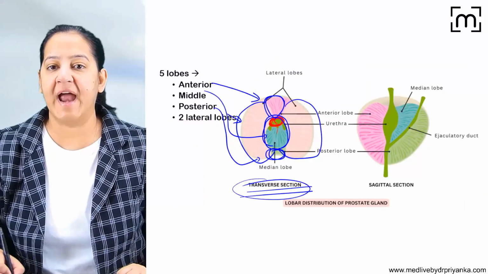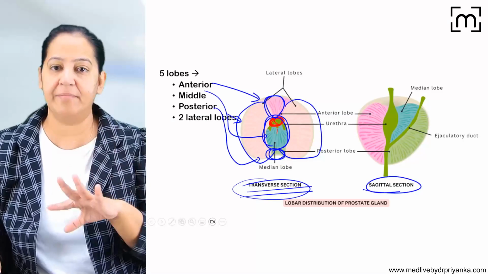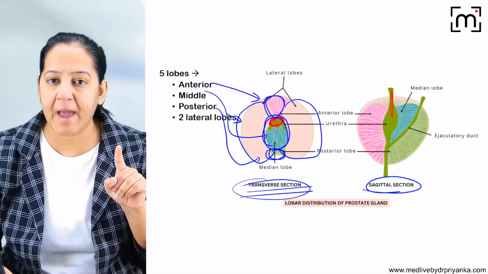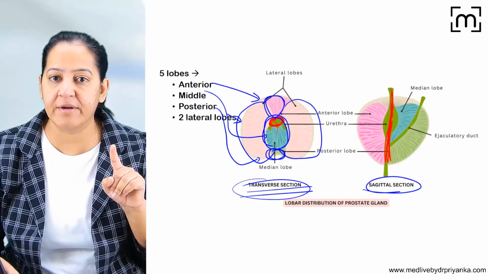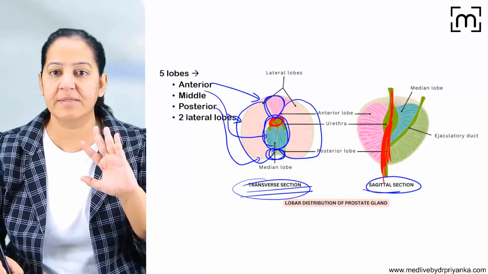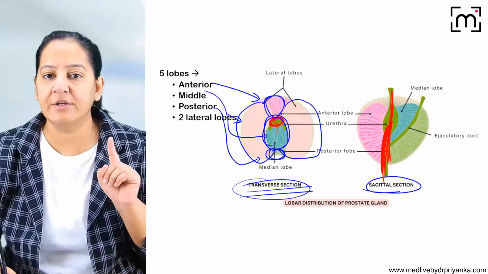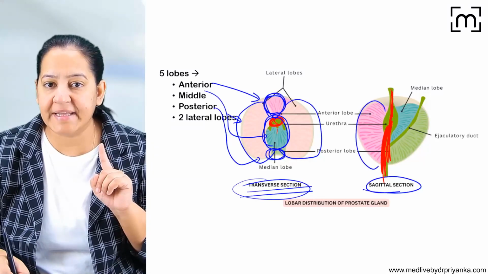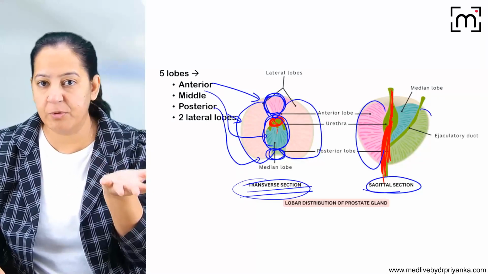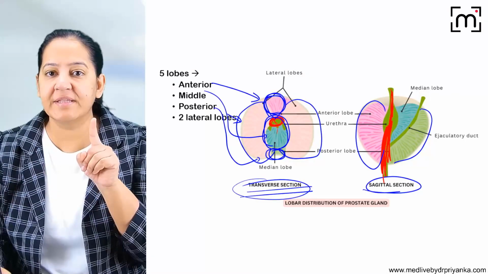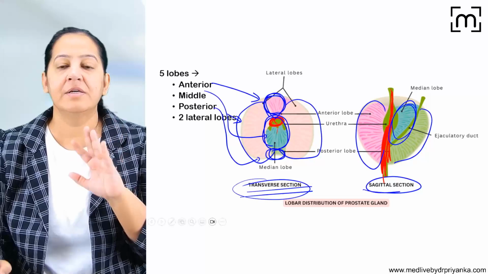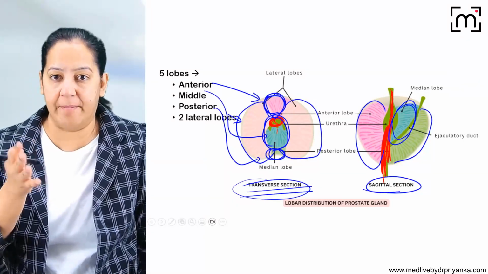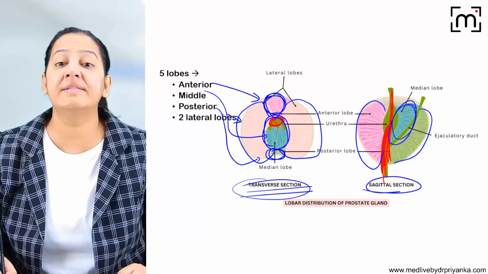Now if you see the sagittal section, you can see the same 5 lobes. Here also you can see this one is the complete urethra. Appreciate the urethra. This is the green color urethra. The color scheme is the same. You can see where is the anterior lobe. The anterior lobe is shown by the pink color. So this one is anterior. This one is posterior. And you can see that this one is middle. So you can see one anterior, one posterior, one middle. The lateral lobes are not visible in this diagram. The 2 lateral lobes are not visible in sagittal section.